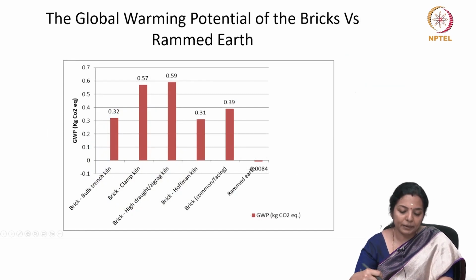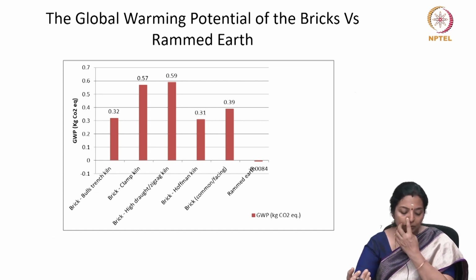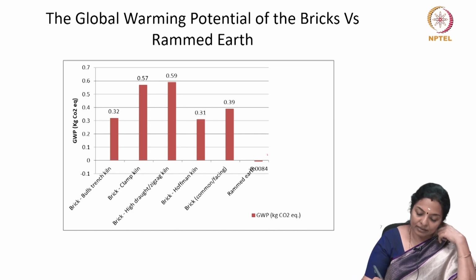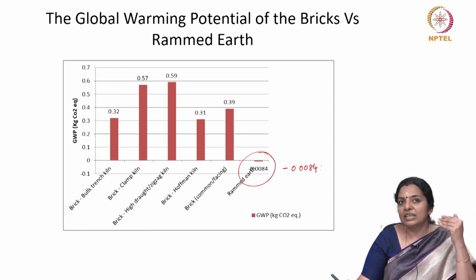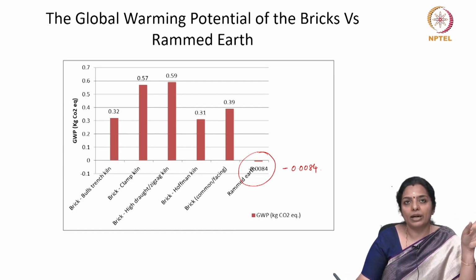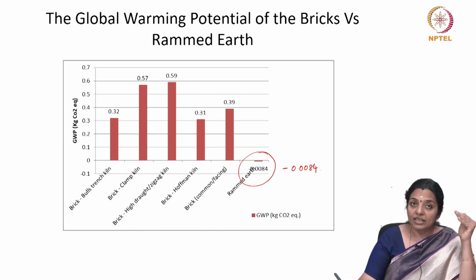Now, we will compare the global warming potential of brick with respect to rammed earth. If you look at the global warming potential, which is primarily related to carbon dioxide emissions, you can see that the global warming potential of rammed earth is negative. It is 0.0084. So, it is almost not releasing any carbon dioxide emissions. In fact, it is a very earth friendly material.